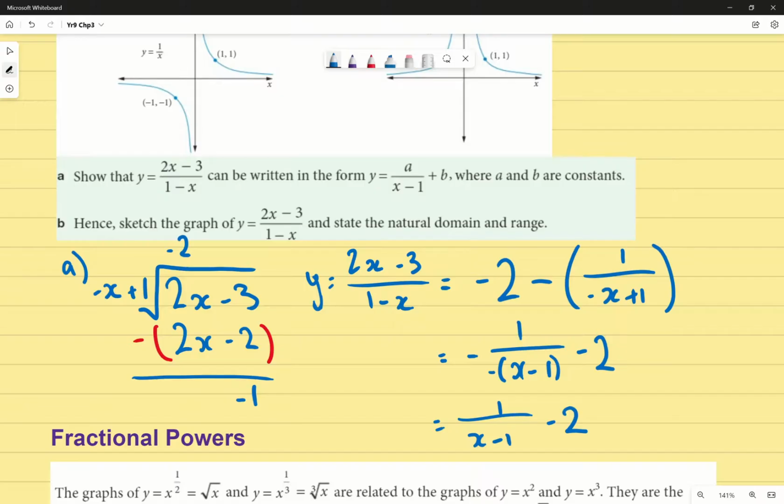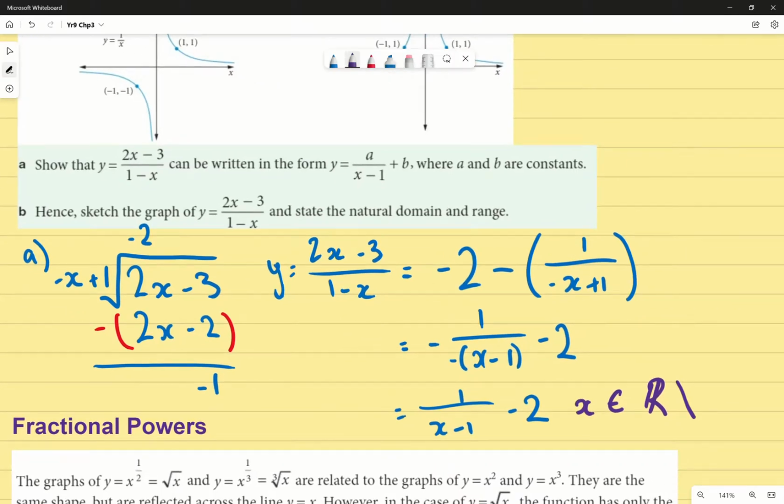Now, it's a lot easier to sketch. It says, hence, sketch the graph of y and state the natural domain and range. Of course, we know that the natural domain is going to be represented by x being an element of all real values except, make sure you use the backslash, and then I'm going to write 1. Make sure if you're specifying a singular value, use your squiggly brackets.